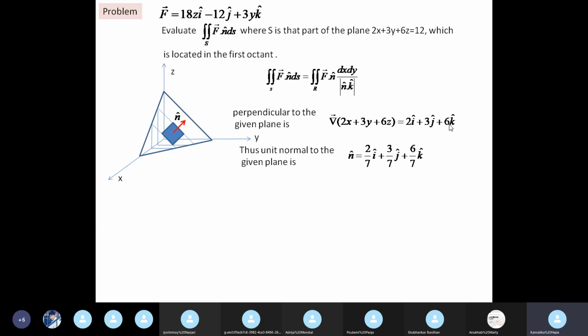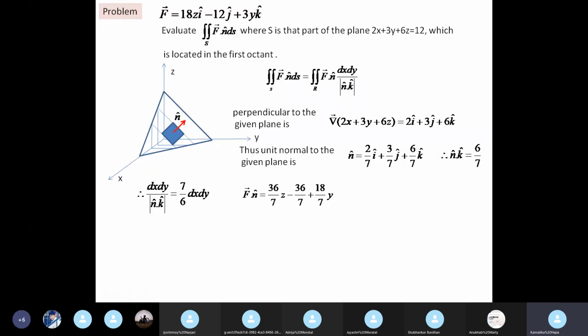So unit normal is given by, you have to take the unit vector along this vector, which comes out to be 2 by 7 i cap plus 3 by 7 j cap plus 6 by 7 k cap. All right. So n cap dot k cap, this value over here, as you can see, comes out to be 6 by 7. Therefore, dx dy by n cap dot k cap is 7 by 6 dx dy.